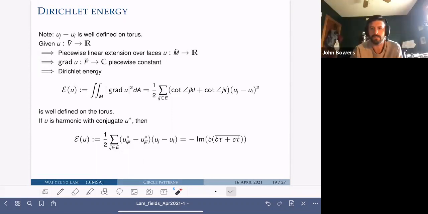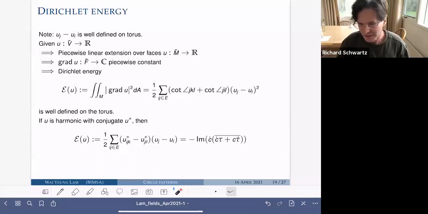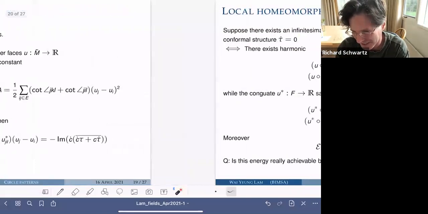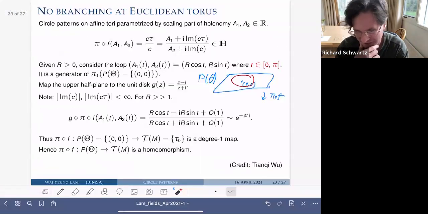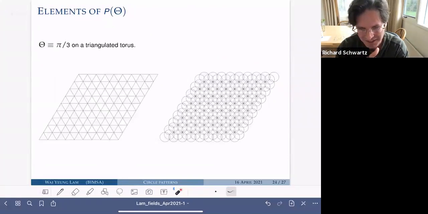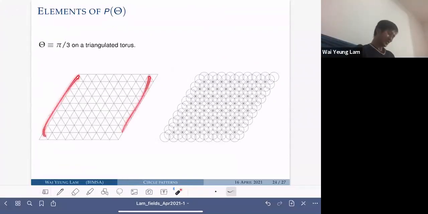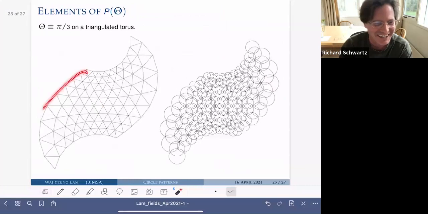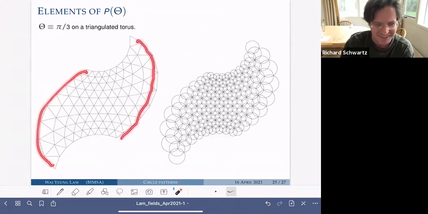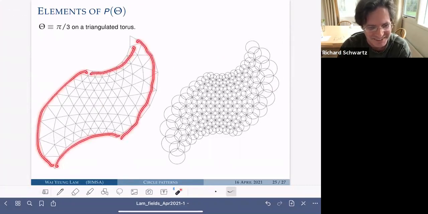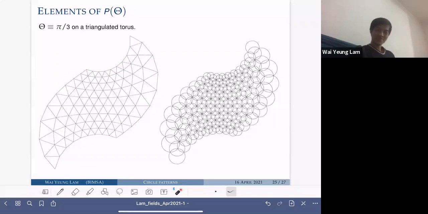Any other questions? Could I just see some of those pictures at the end? Where's the torus? I see, so they're identified by Mobius transformations. Got it. I hope you like it, Rich.